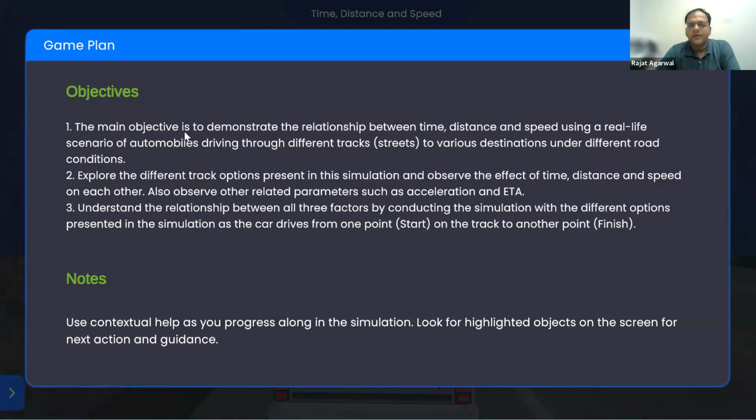Correct. तो यहाँ पे मेन ऑब्जेक्टिव क्या है, टू डेमोन्स्ट्रेट द रिलेशन बिटवीन स्पीड, डिस्टेंस एंड टाइम यूजिंग अ रियल लाइफ सिनेरियो ऑफ ऑटोमोबाइल्स ड्राइविंग थ्रू डिफरेंट ट्रैक्स ऑफ वेरियस डेस्टिनेशंस अंडर डिफरेंट रोड कंडीशंस. ठीक, तो हम अलग अलग ट्रैक्स के रोड कंडीशंस के हिसाब से स्पीड, डिस्टेंस और टाइम को देखने वाले हैं, समझने वाले हैं. और हम लोग एक्सप्लोर करेंगे कि ट्रैक के ऑप्शंस कौन से होते हैं, उसकी वजह से स्पीड, टाइम और डिस्टेंस में क्या फर्क पड़ता है, एक्सेलरेशन की वजह से क्या होता है, अंडरस्टैंड द रिलेशन बिटवीन ऑल थ्री फैक्टर्स, है ना. ये सब चीजें हम लोग पढ़ने वाले हैं.